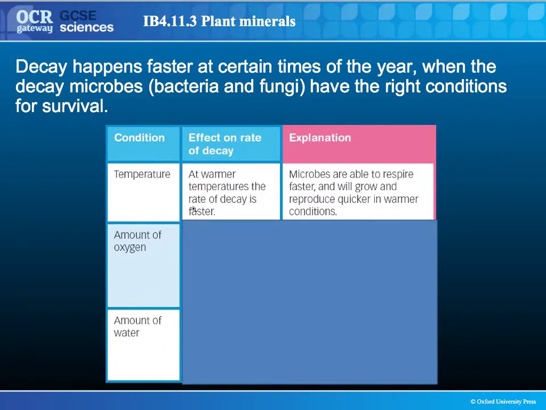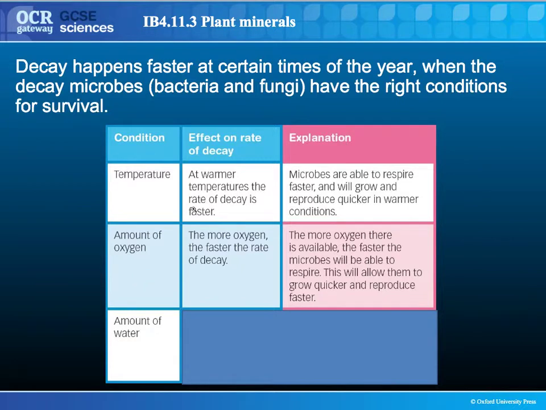So here we can see the effect of temperature is that when it's warmer, the rate of decay is faster. This is because microbes can respire faster. That's a chemical reaction. When it's warmer, chemical reactions happen faster. So they can grow and reproduce quicker when it's warmer.